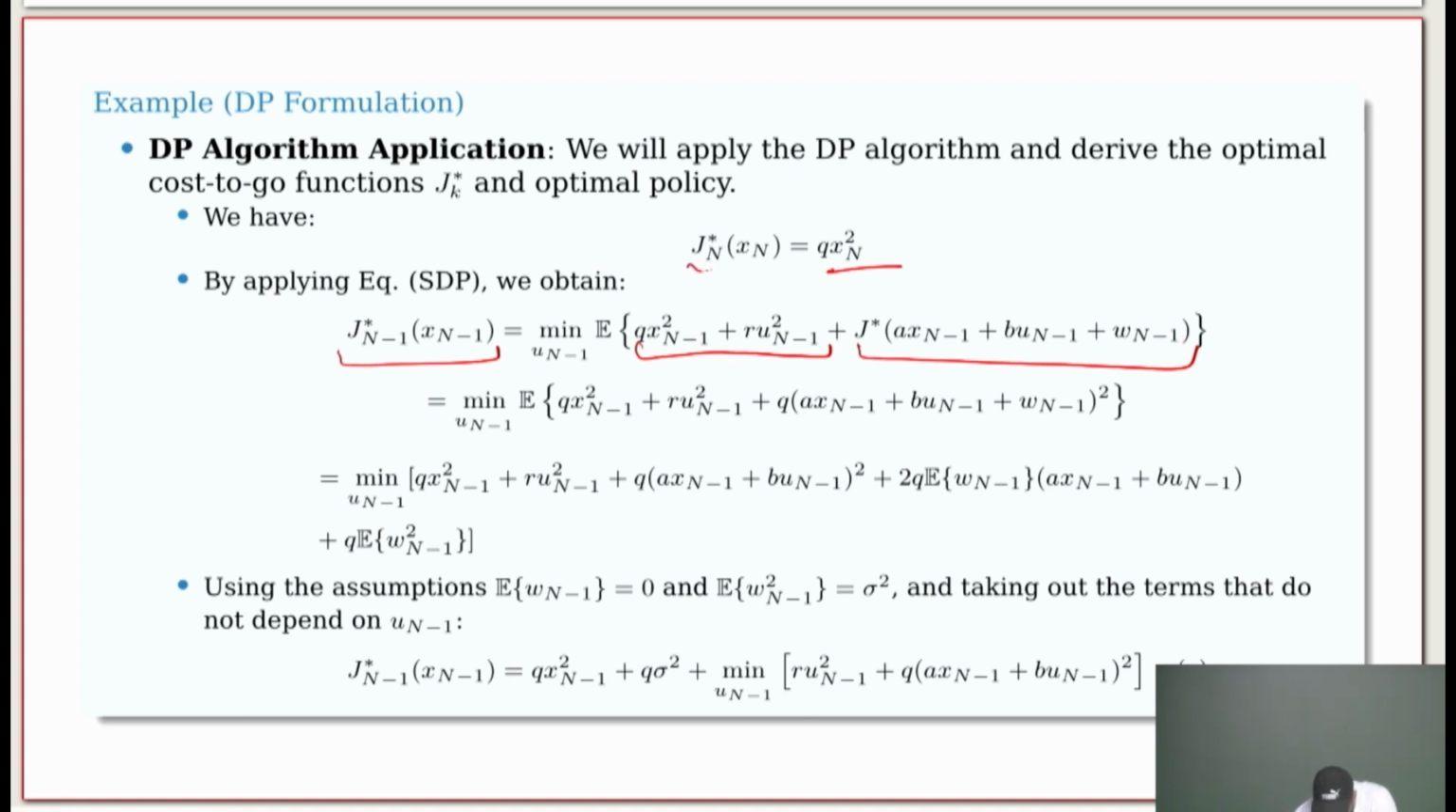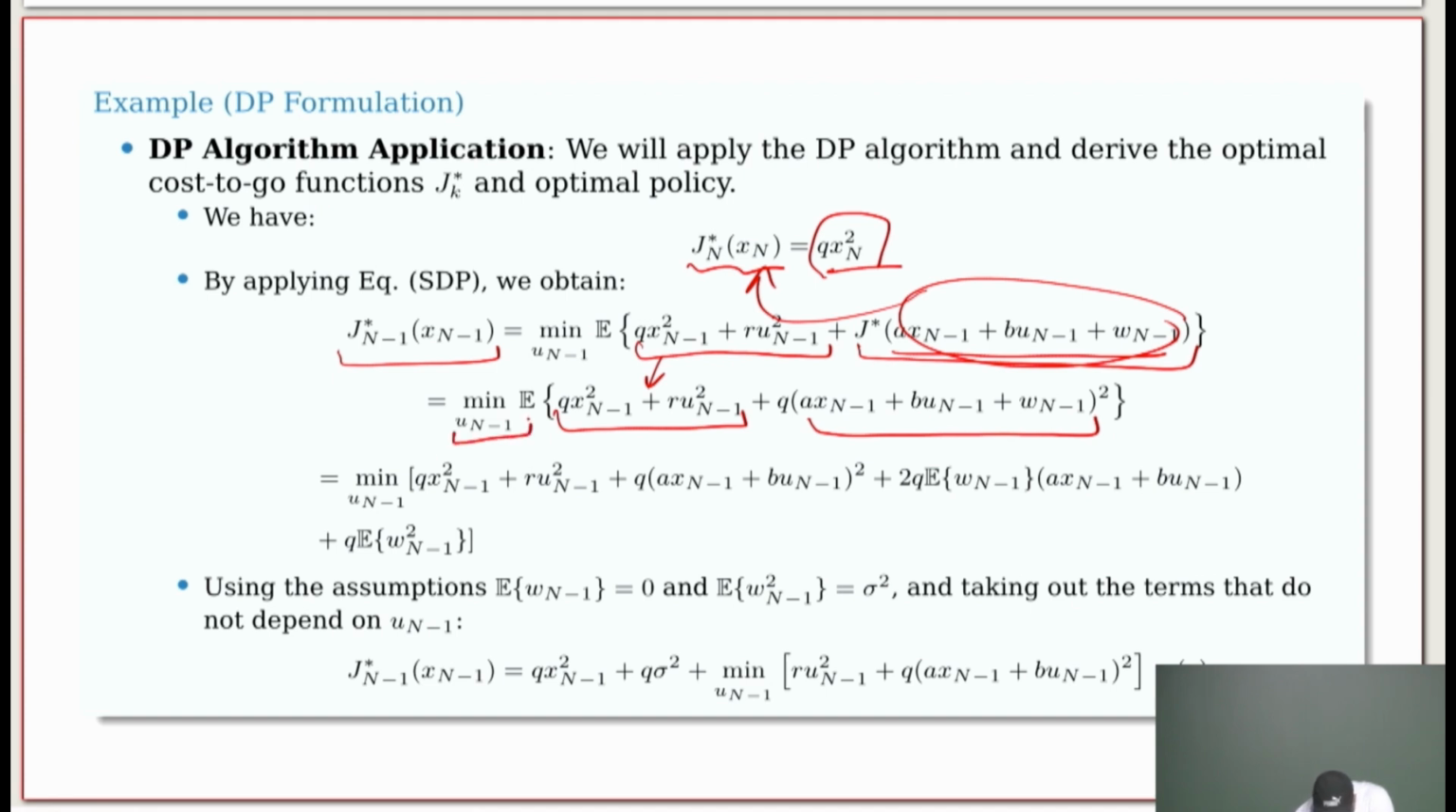The J is a quadratic cost, so we will put this whole thing here. The first term remains the same as it is, and for the remaining, if we put it there, it is like q x, and in place of x_n squared, we have these terms here. So we have q times this whole thing squared. This is a minimization problem in u_{n-1}.